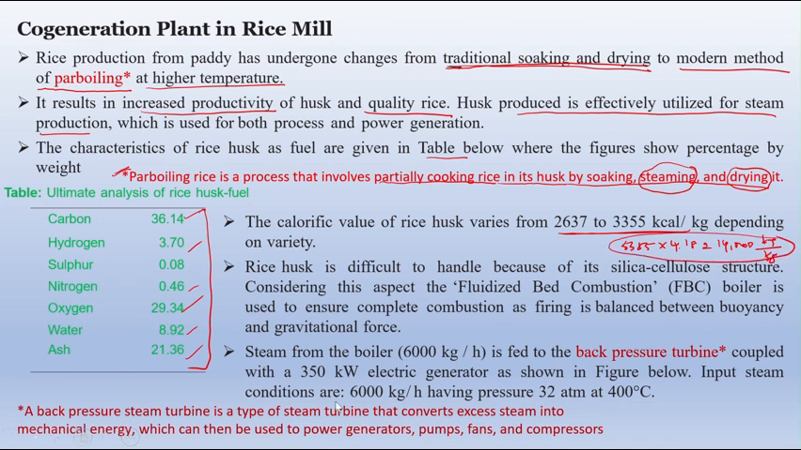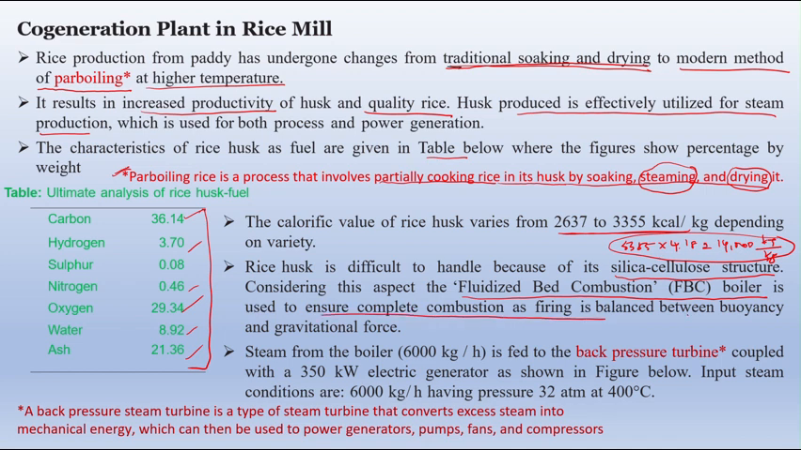Another drawback is that rice husk is difficult to control because it has a silica-cellulose structure. You already know silica is a substance which can damage the burning system in a boiler. The presence of silica is dangerous because it forms slag inside the boiler, which prevents heat transfer. So to avoid that, a three-stage bed combustion boiler is used to ensure complete combustion.